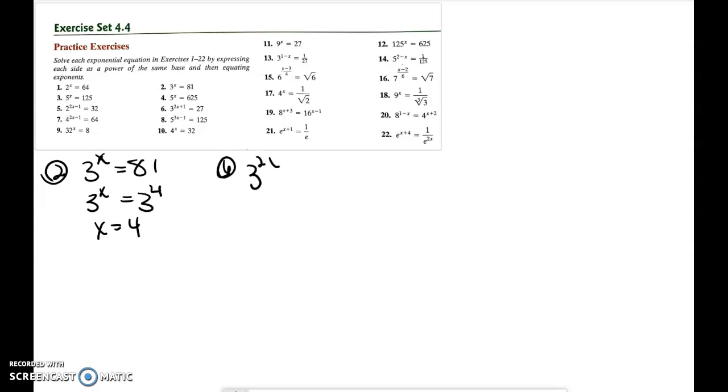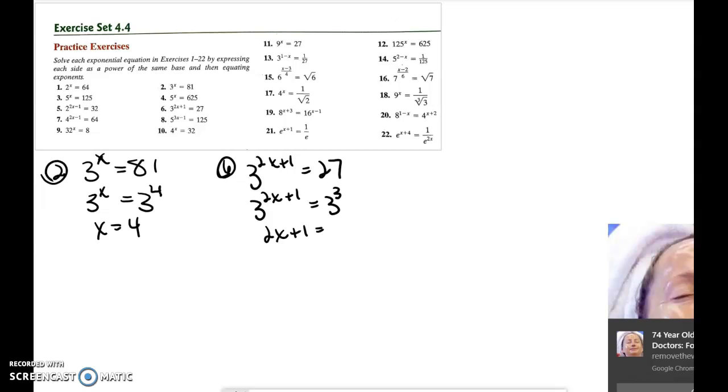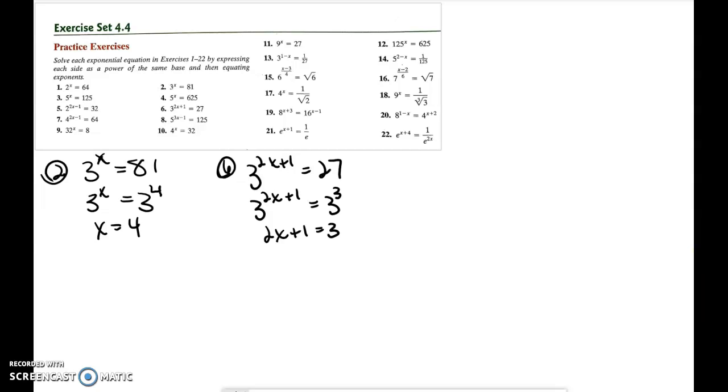So if we say 3 to the 2x plus 1 is 27, and we know that we can rewrite 27 as 3 to the 3rd power, then I know that 2x plus 1 has to be equal to 3.